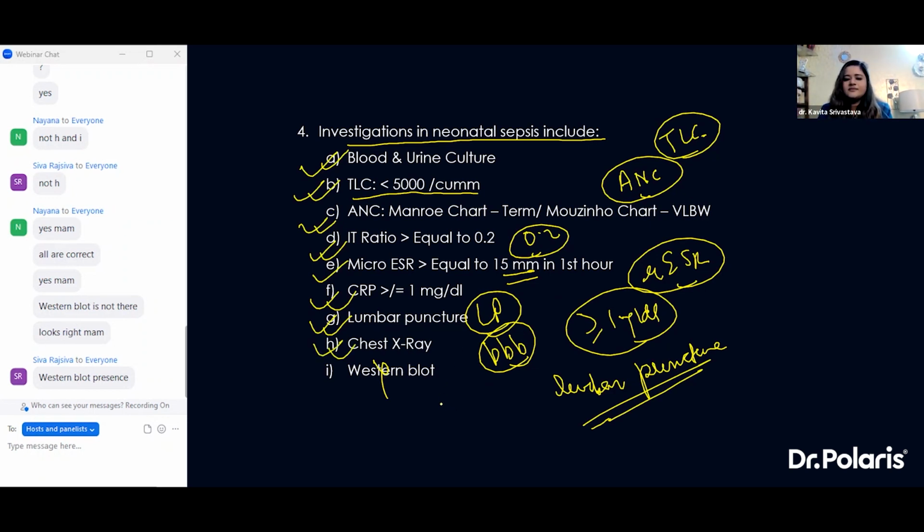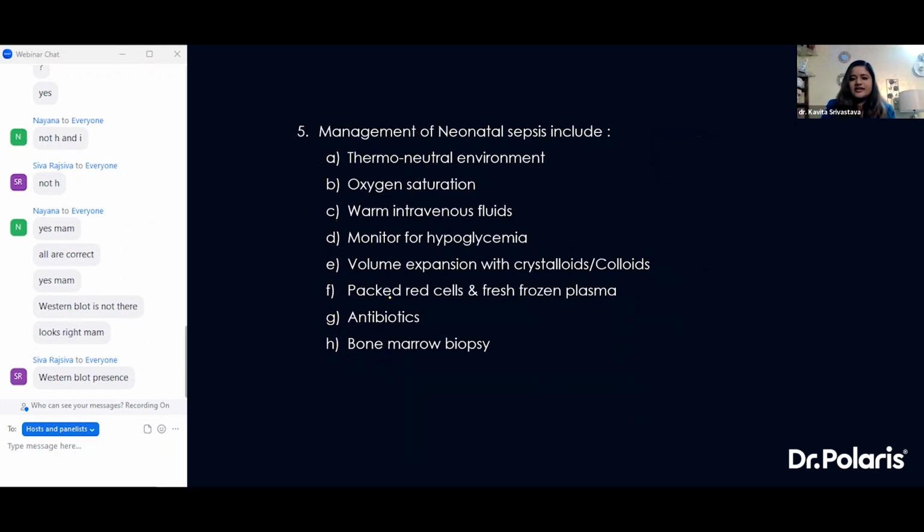Chest X-ray, again, very important, because if there is any onset of pneumonia because of sepsis, we can easily diagnose it on X-ray. Western blot definitely has nothing to do with neonatal sepsis. So all of them are right except the last option. Okay, next question, question number 5. Management of neonatal sepsis includes which of the following? So how do we manage a case of neonatal sepsis? Now, if we have understood the clinical presentations and the clinical features of neonatal sepsis, then we can definitely know what all things are required for the management of sepsis.